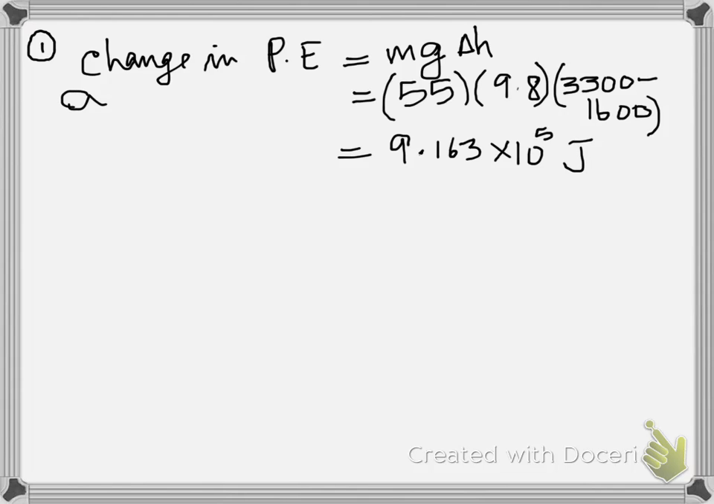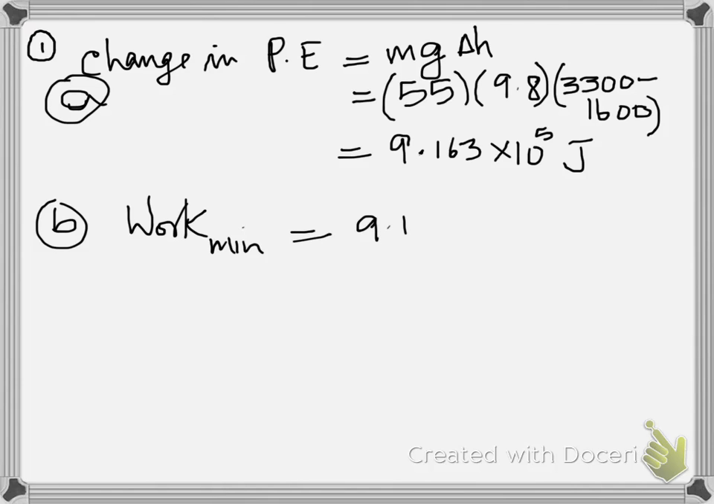Is that too slow? It's a little bit. Okay, I'll speed it up a little more. Now the second question says, what's the minimum work required? Minimum work, same. Because if that is the change in potential energy, he has to do at least that much work, so it'll be the same.